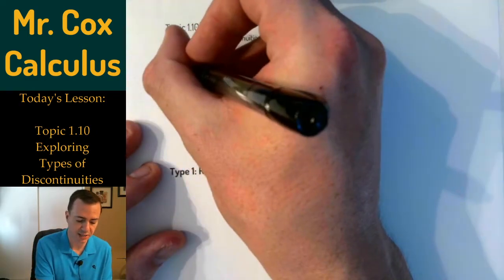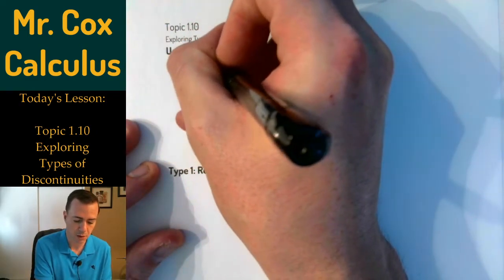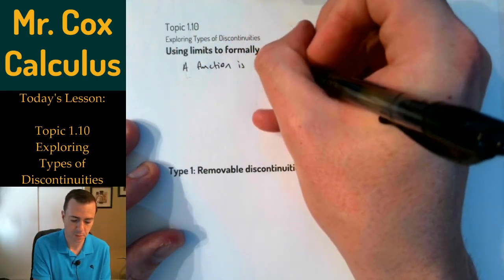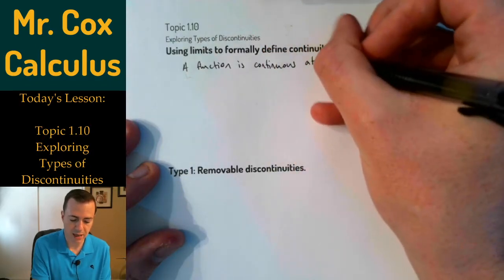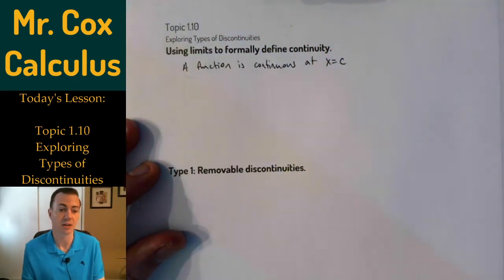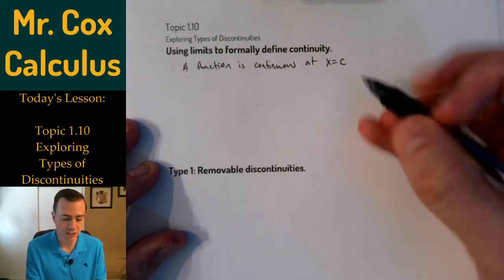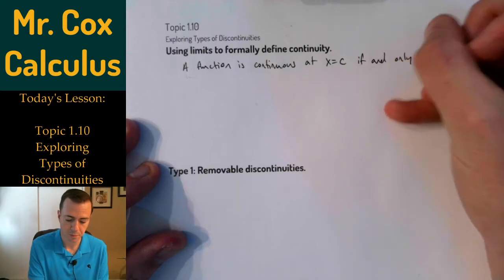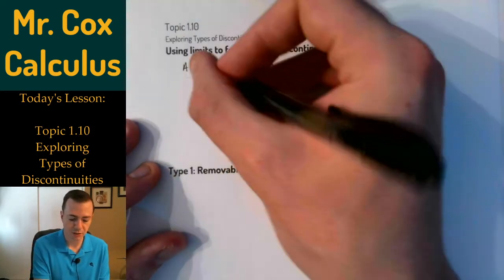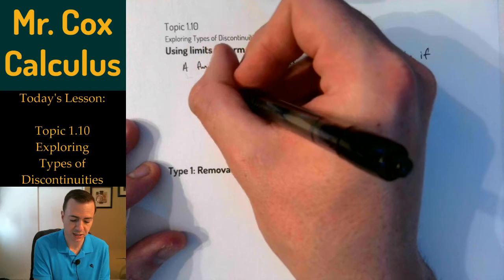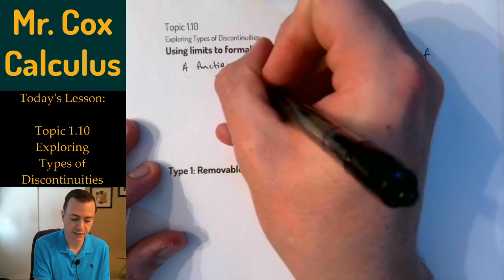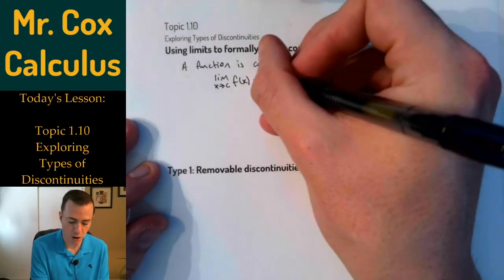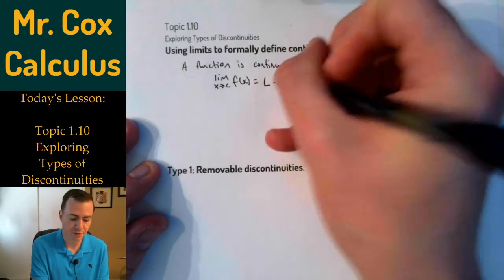So we can actually say that a function is continuous at the point x equals c. So we're looking here at continuity at a point. A function is continuous at x equals c if and only if the limit as x approaches c of f of x exists, and we'll say it equals some value L, and that also happens to equal f of c.